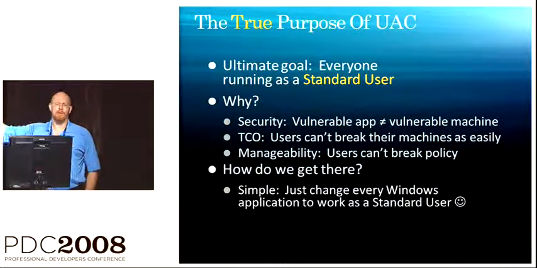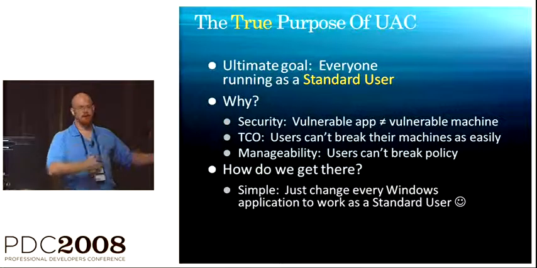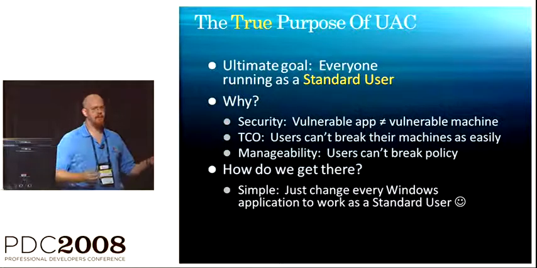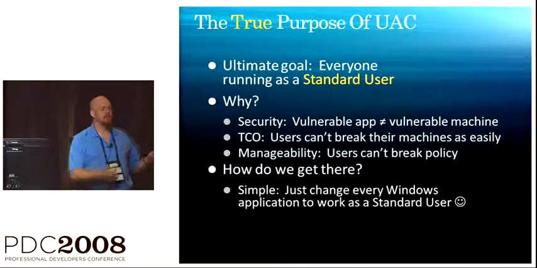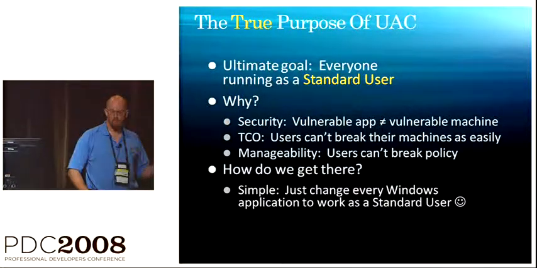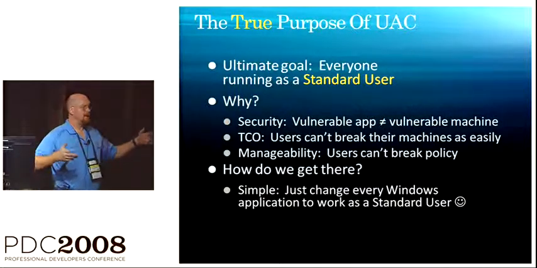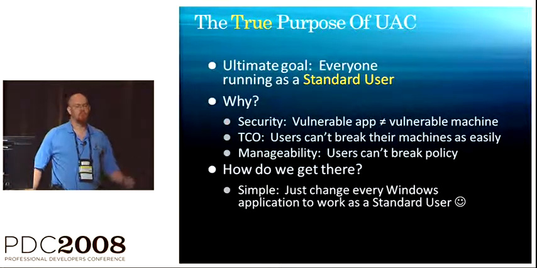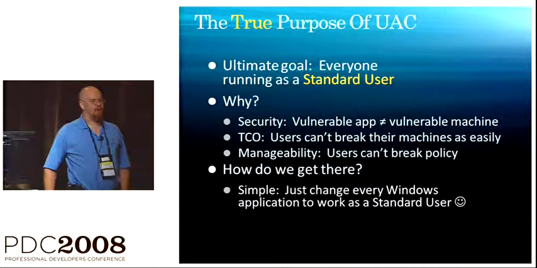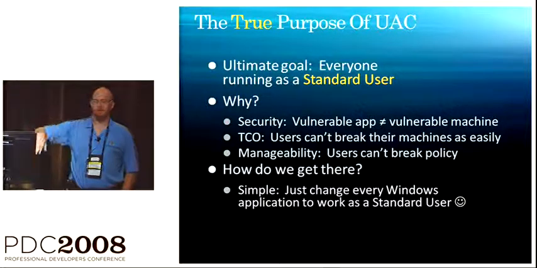So the ultimate goal of UAC is to encourage everyone, to enable everyone to run as a standard user. Why? Well, the security. If you're running an application as a standard user and it's vulnerable, that doesn't mean instantly vulnerable machine. TCO: users who are running as standard user find it much more difficult to break their machine if they're on an enterprise workstation. Manageability: your users can't violate your enterprise policy if they're a standard user. If they're a local admin, policy, schmolicy, we can do whatever we want.